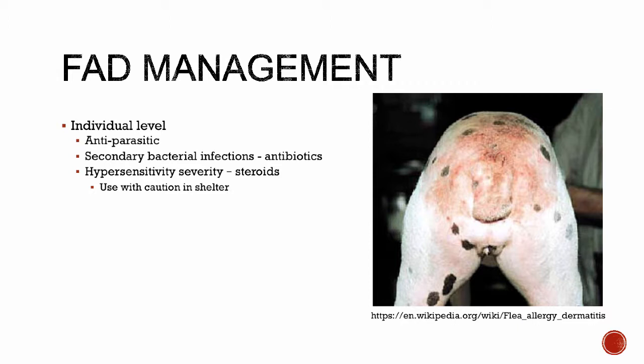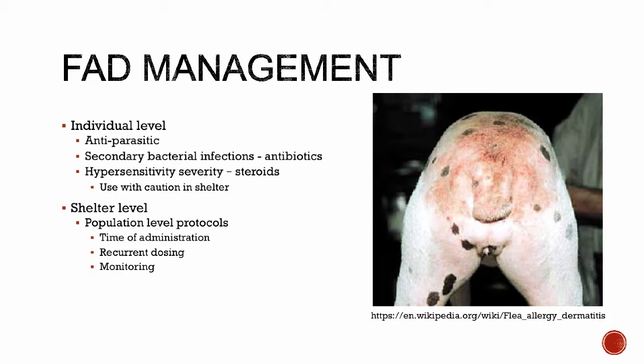On a shelter level, what are we going to do in terms of protocols for fleas in our shelter? Keep them separated. Maybe treat everybody when they come in during flea season. In a lot of cases, we talk about retreating them monthly, just like we would in a home for our long-term stay shelters, our communal rooms, that sort of thing. It's important to have a protocol. What is your preventive protocol for fleas in your shelter?